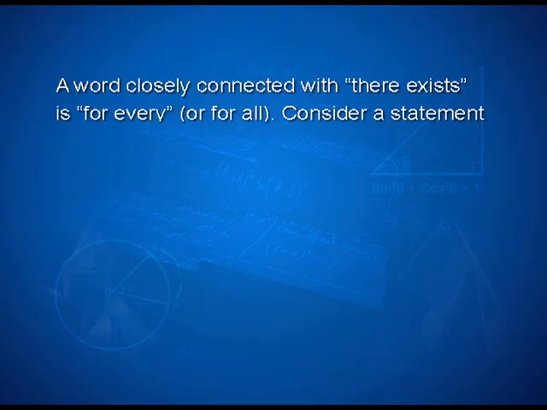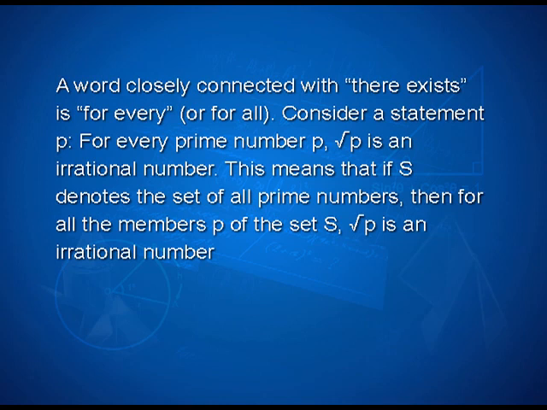A word closely connected with there exists is for every or for all. Consider a statement P. For every prime number p, square root of p is an irrational number. This means that if S denotes the set of all prime numbers, then for all the members p of the set S, square root of p is an irrational number.